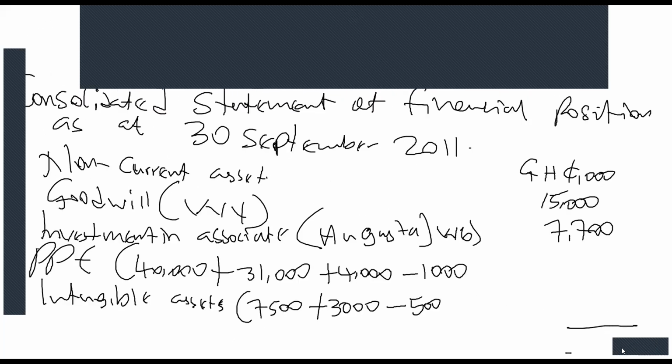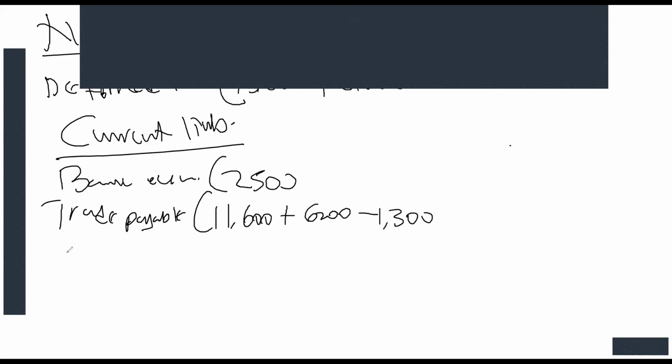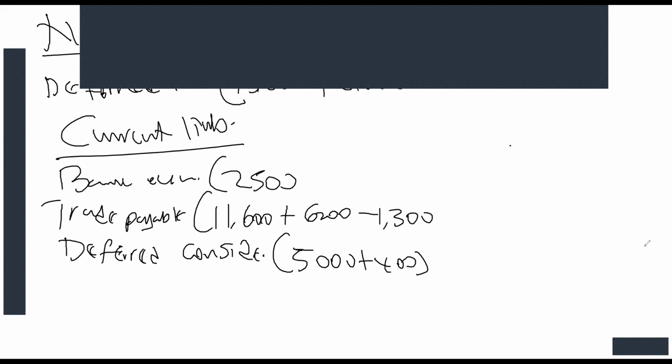So go to your current liability and create a column and call it deferred consideration. The bracket of 5,000 plus the 400. You get 5,400. On that note, we are done with this question. Let's just balance it and go.